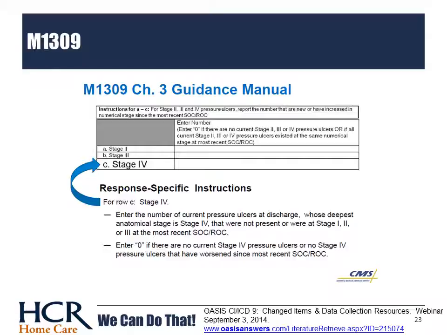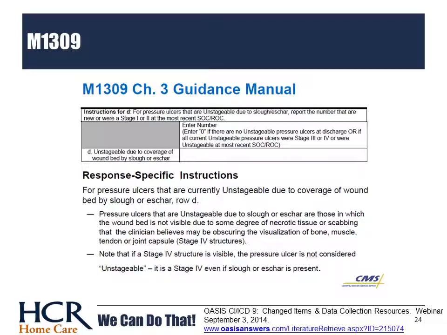Remember, you have to enter the number of current pressure ulcers at discharge whose anatomical stage is a stage 4 that were either not present at the start of care or resumption of care, or were present as a stage 1, a stage 2, or a stage 3, and now have advanced to a stage 4 pressure ulcer. You can enter a 0 if there are no stage 4 pressure ulcers, or there are stage 4 pressure ulcers, but they have not worsened, as evidenced by an increase in numerical stage, since the most recent start of care or resumption of care.